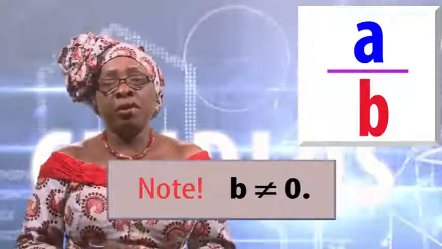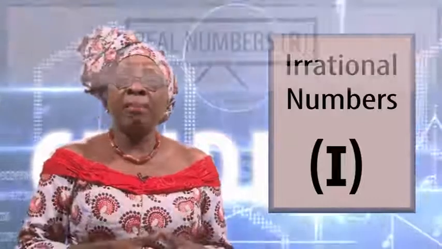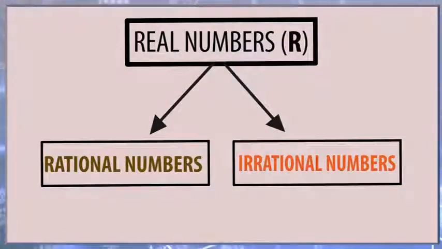We also looked at rational numbers. And we said they are also fractions. And they are written in the form A over B. And the B should not be equal to 0. Again, we mentioned irrational numbers. And those are numbers that are not rational. Finally, we said the real number system is made up of rational numbers and irrational numbers.